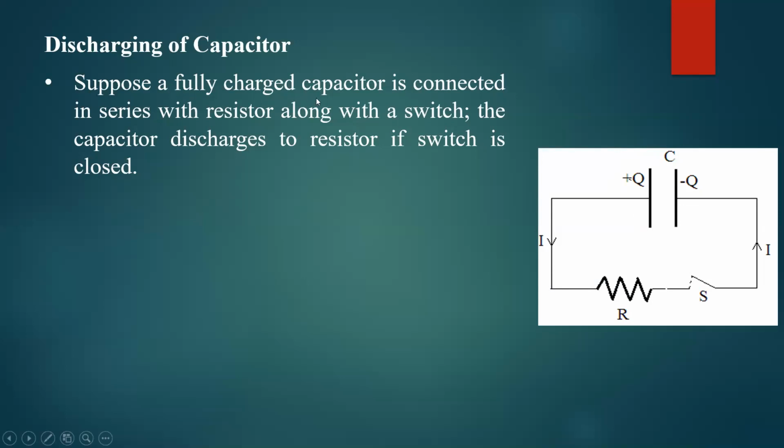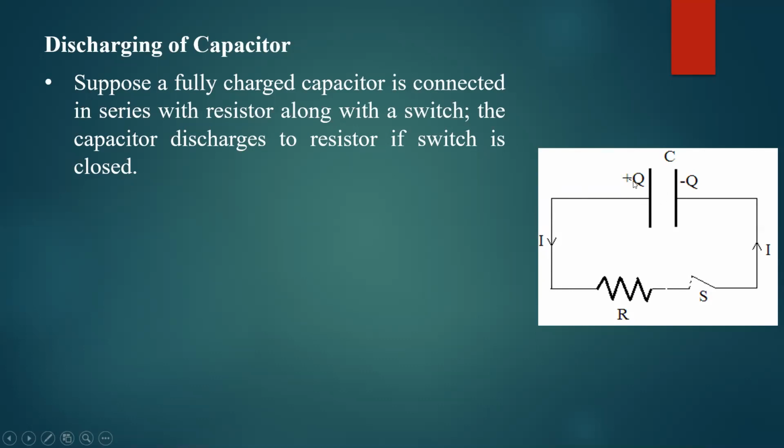Suppose a fully charged capacitor is connected in series with the resistor along with the switch. The capacitor discharges through the resistor if the switch is closed. If you close the switch, the capacitor will send current in the circuit and charges will start to flow. And finally, the capacitor discharges.